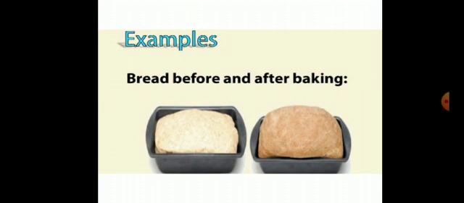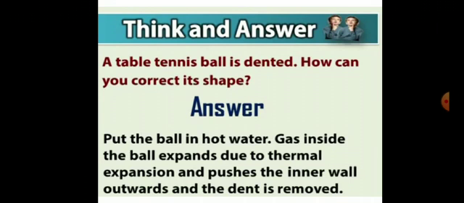Bread dough, before baking and after baking, it becomes spongy, because CO2 gas which is trapped gets released, and the bread becomes fluffy, spongy. A table tennis ball is dented. How can you correct its shape? If we place the tennis ball in hot water, gas inside the ball expands due to thermal expansion, and it pushes the inner wall outwards, and the dent gets removed.